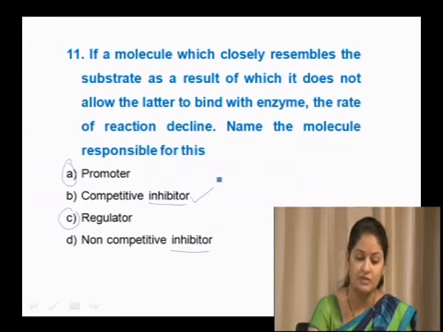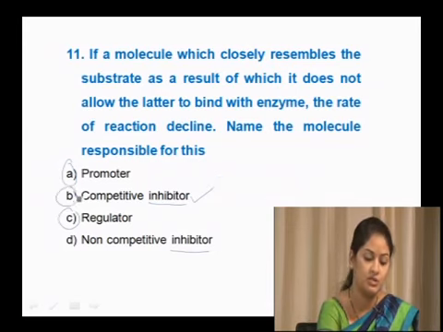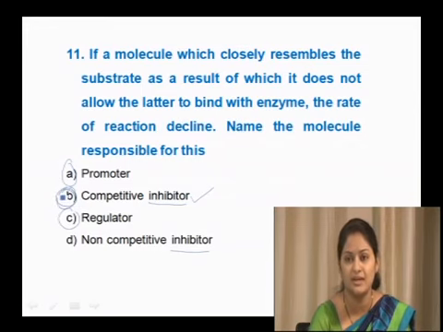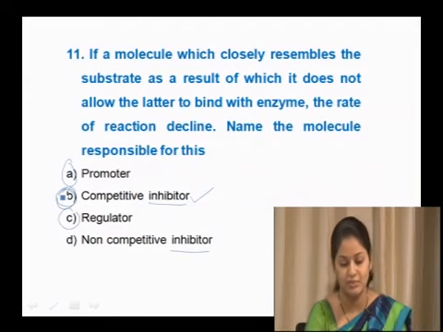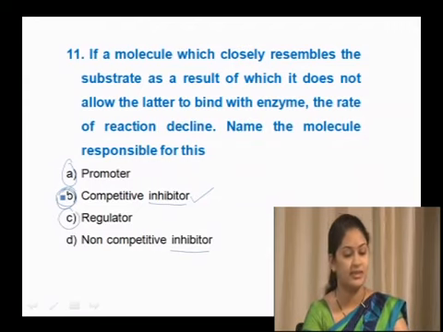So the answer for this particular question is option B. The question clearly says that the molecule should closely resemble the substrate and it should not allow the latter to bind with the enzyme. Latter means substrate. So that molecule is a competitive inhibitor. So the answer for this is B.